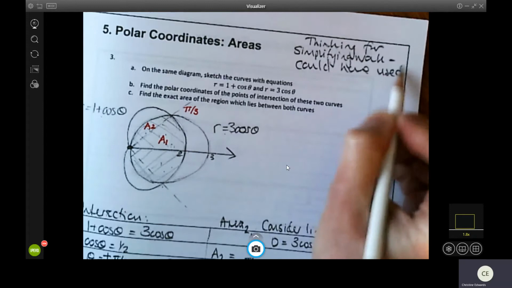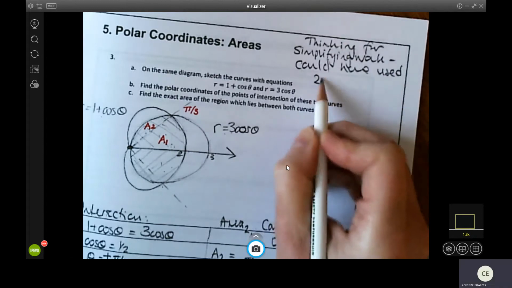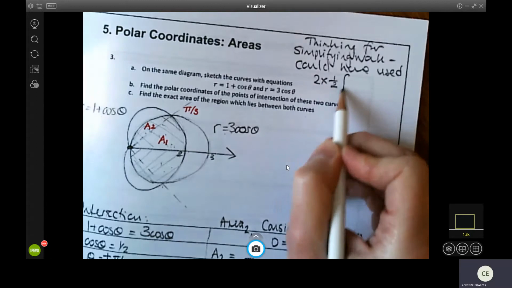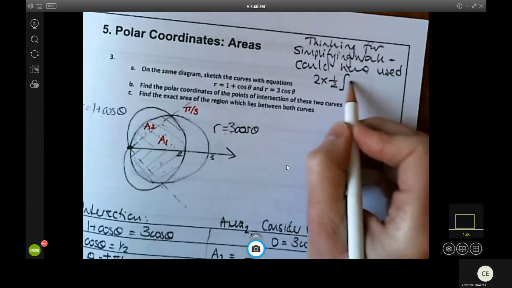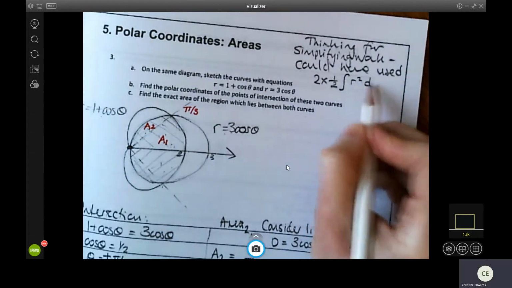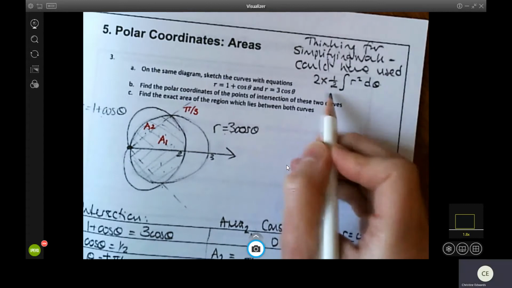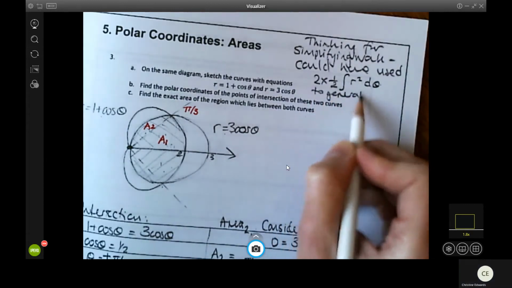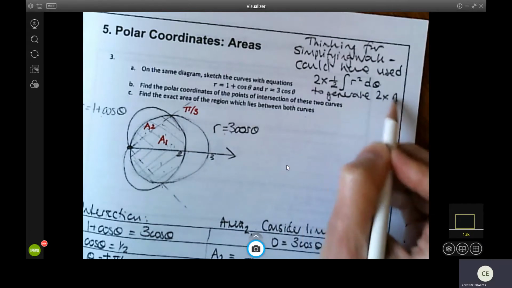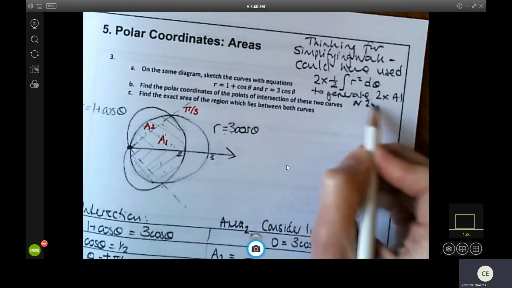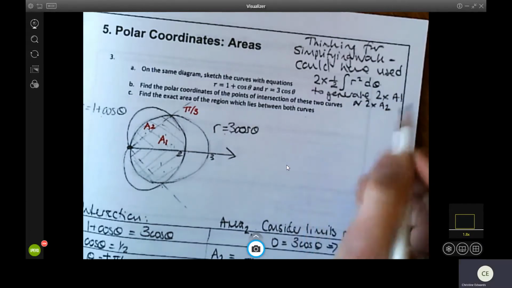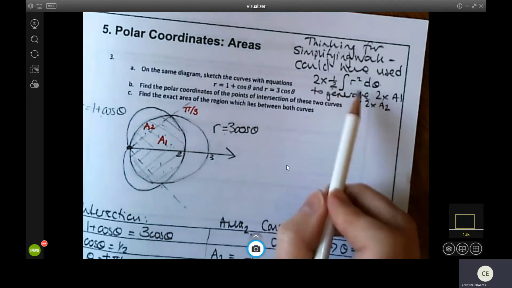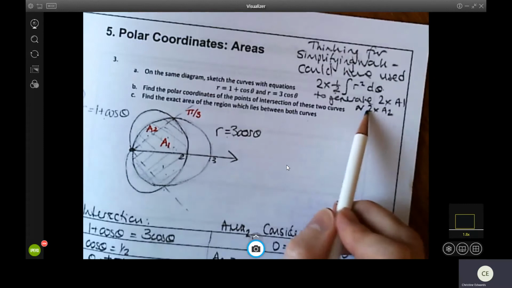I could have used 2 times the half the integral of r squared d theta to generate 2 times A1 or 2 times A2. Why would I do that? Because this will obviously cancel, and it just shortens the working slightly.